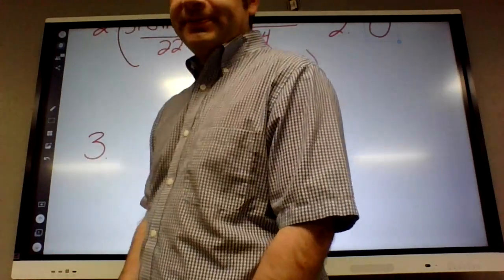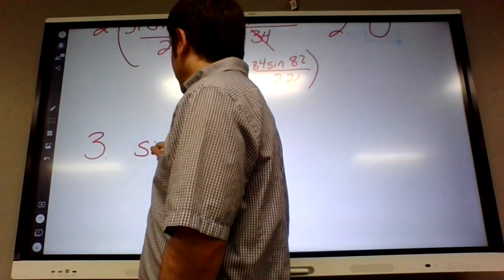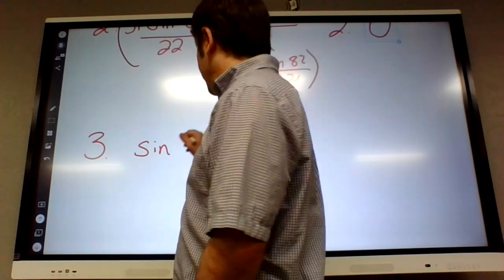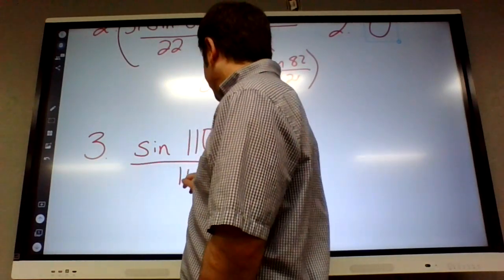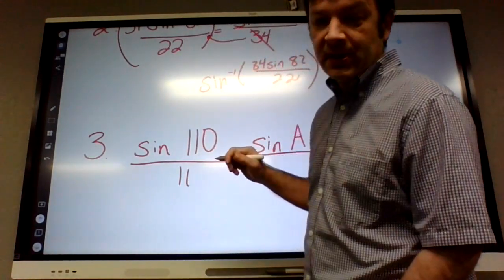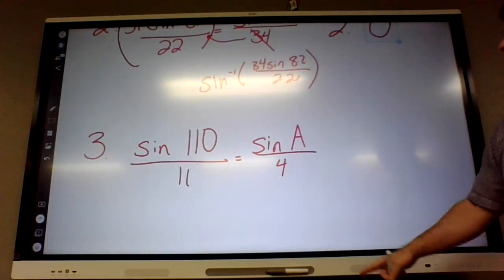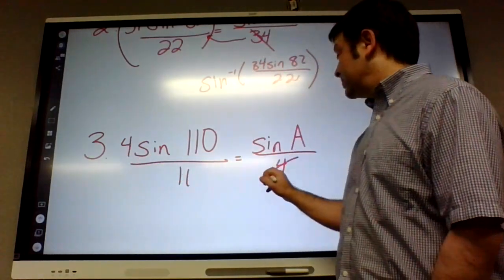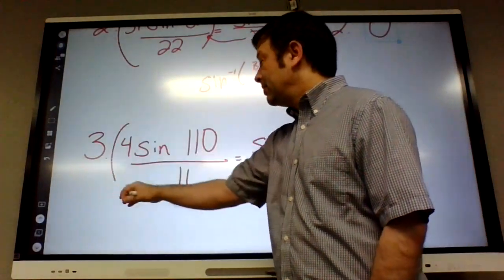Number 3. Okay, 3 is like the third case, so I wanted to do one of these. So angle B is 110, so I'm going to do sine of 110 over side B, which is 11, equals sine of A over side A, which is 4. Okay, so if we multiply by 4, that goes up here, goes away. So we just need sine inverse of that junk.